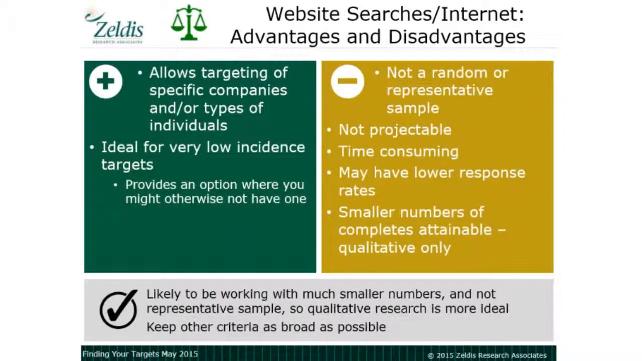The other thing to keep in mind with this, or with any other low incidence population where you're talking about small numbers or they're already difficult to reach, is that you want to keep your other criteria as broad as possible. You don't want to put too many other layers of screening criteria on there because you're already talking about a very narrow target of people. If you then refine that further, you're really going to get very, very small numbers.